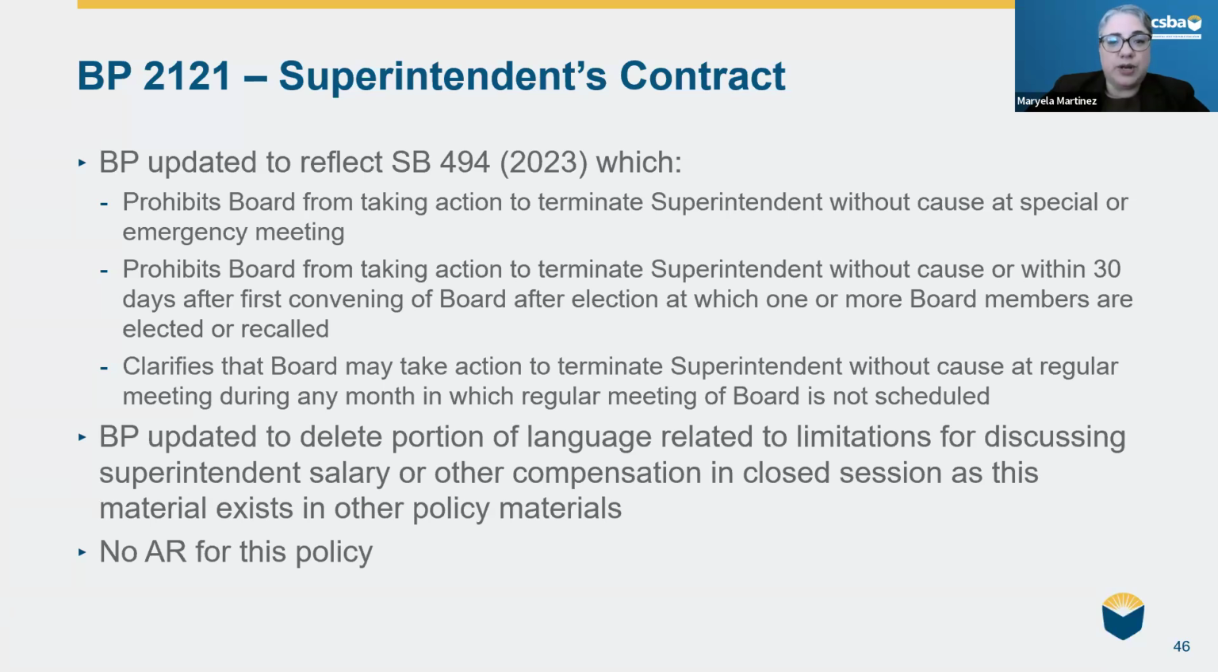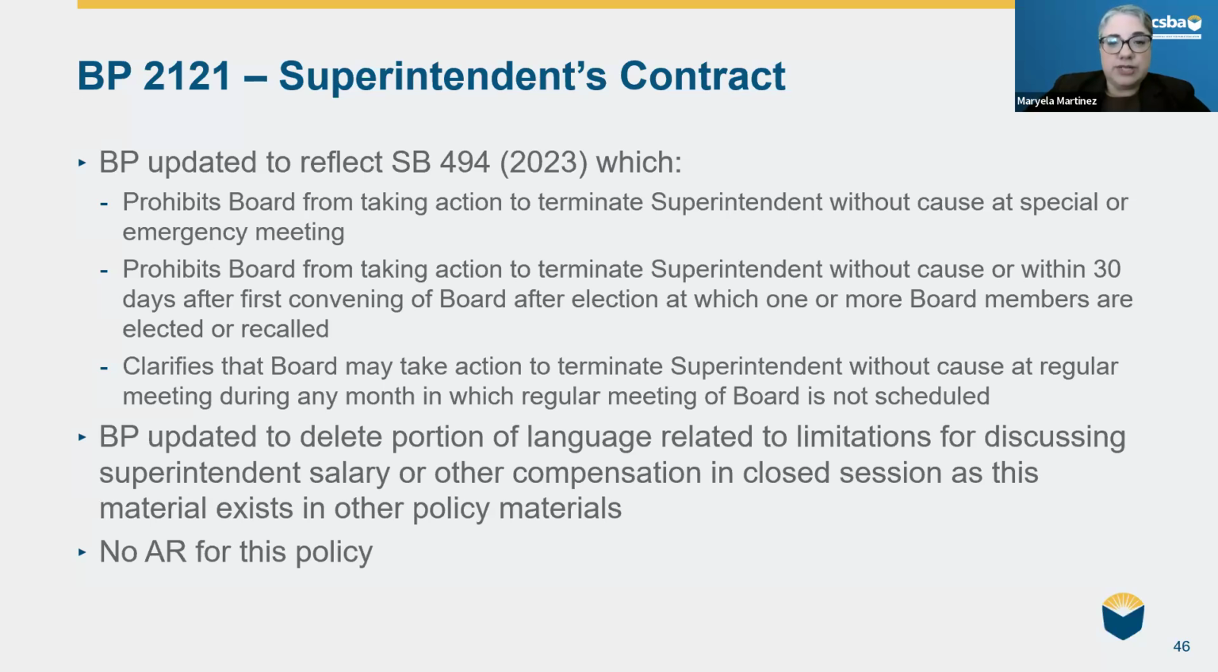Again, a regular meeting requiring 72 hours notice. Additionally, the governing board can't terminate a superintendent without cause within 30 days after the first convening of the board, after either an election at which one or more members of the governing board are elected, or at an election 30 days after the election when they are recalled, when one or more members are recalled.